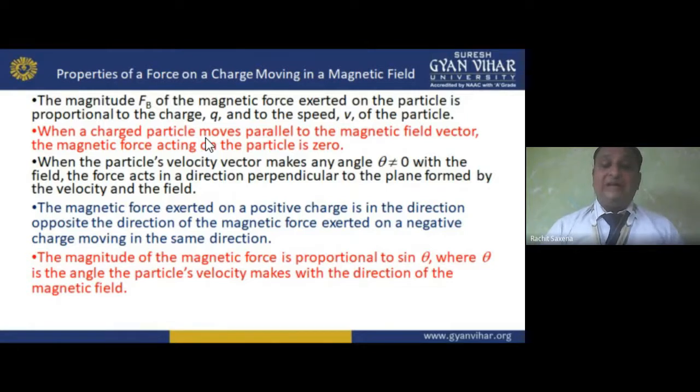The magnitude Fb, that is the magnetic force exerted on the particle, is proportional to the charge q and to the speed v of the particle, that is, q times v. When a charged particle moves parallel to the field vector, the magnetic force acting on the particle is zero. The force acting on the particle is nonzero when the particle's velocity vector makes an angle theta, not equal to 0, with the field.